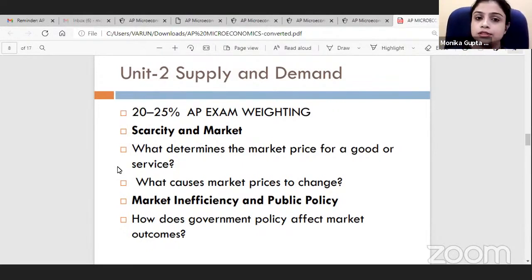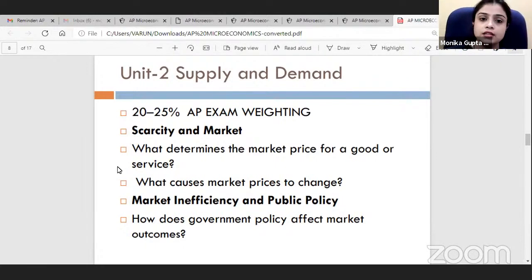Again, there are two big ideas. Scarcity and markets, and the other one is market inefficiency and public policy. Here in scarcity and markets, you're going to talk about the determinants, that is, why there is a change in price. You talk about how, because of your income, your preferences, a change in supply, or a change in demand, prices change. You also talk about elasticities in detail, such as price elasticity. You always determine the reasons that the price of a product changes or fluctuates.